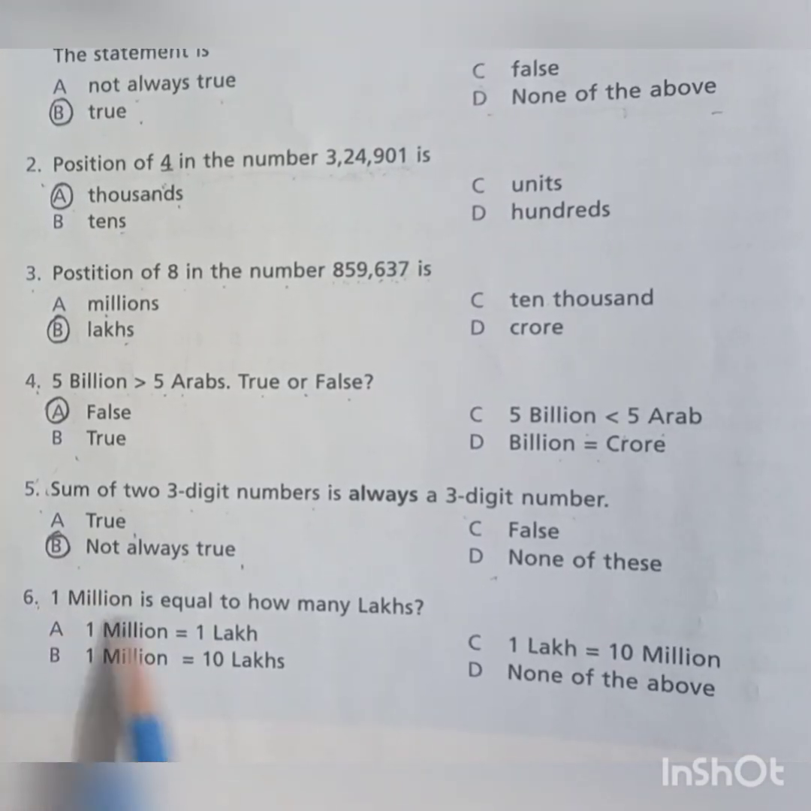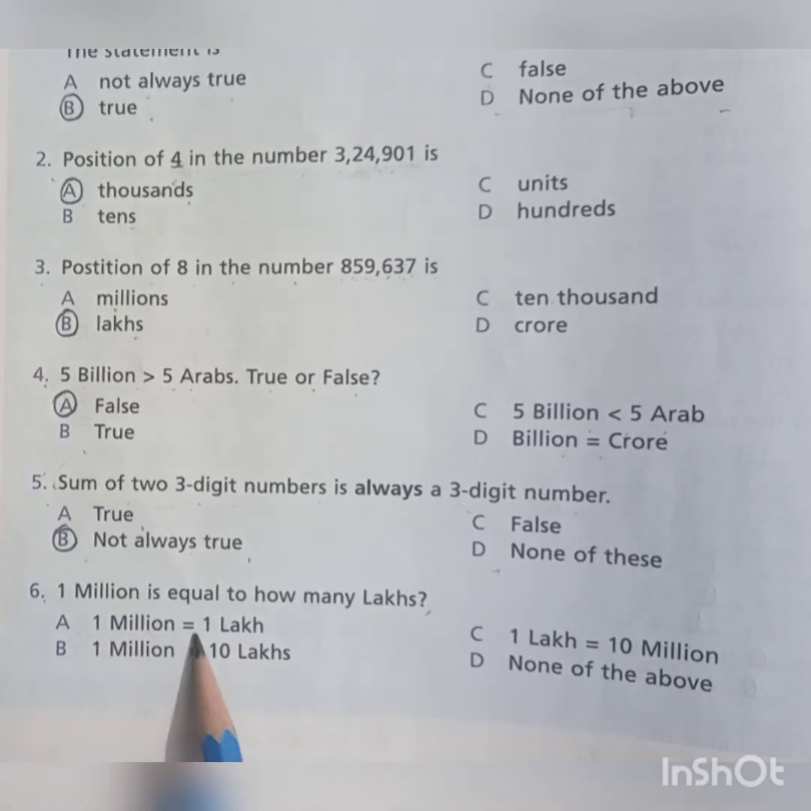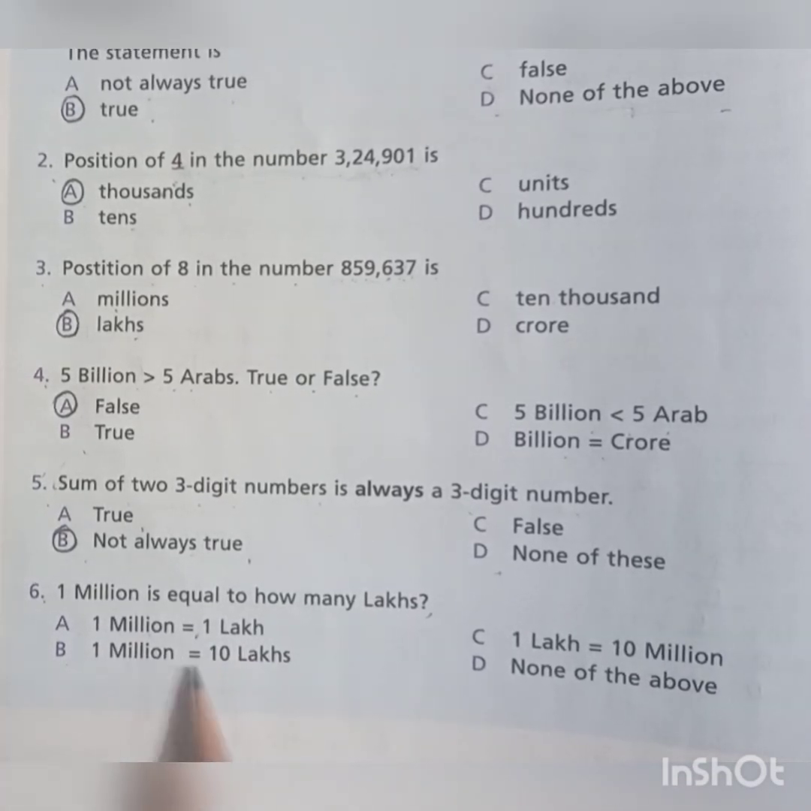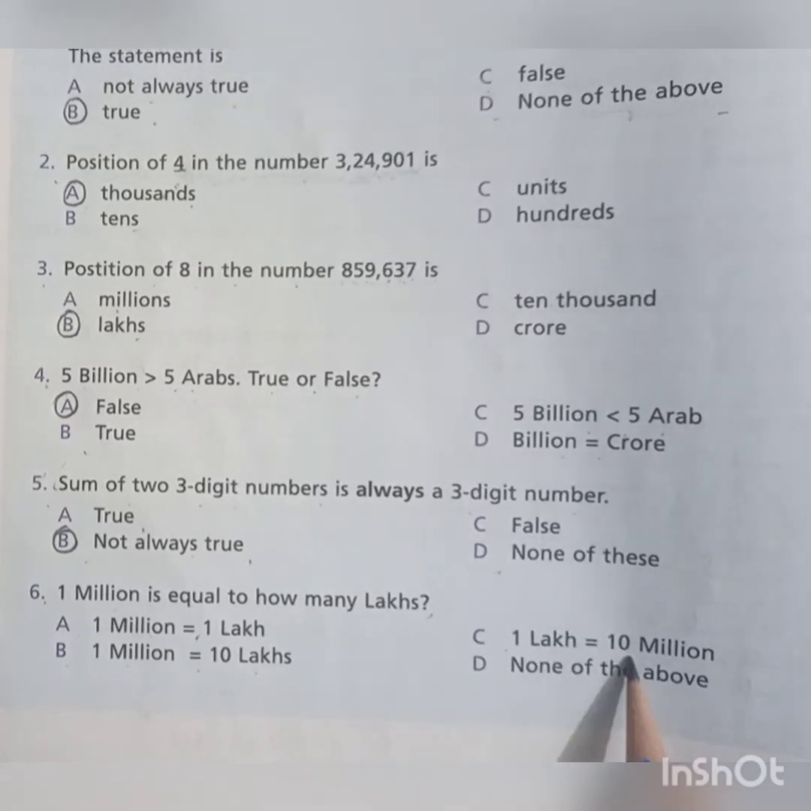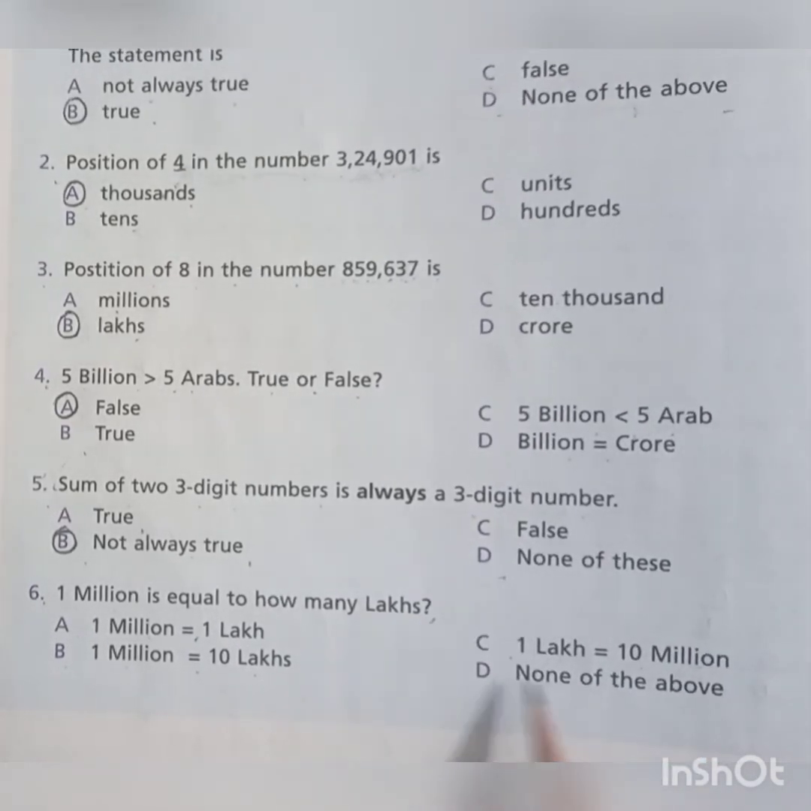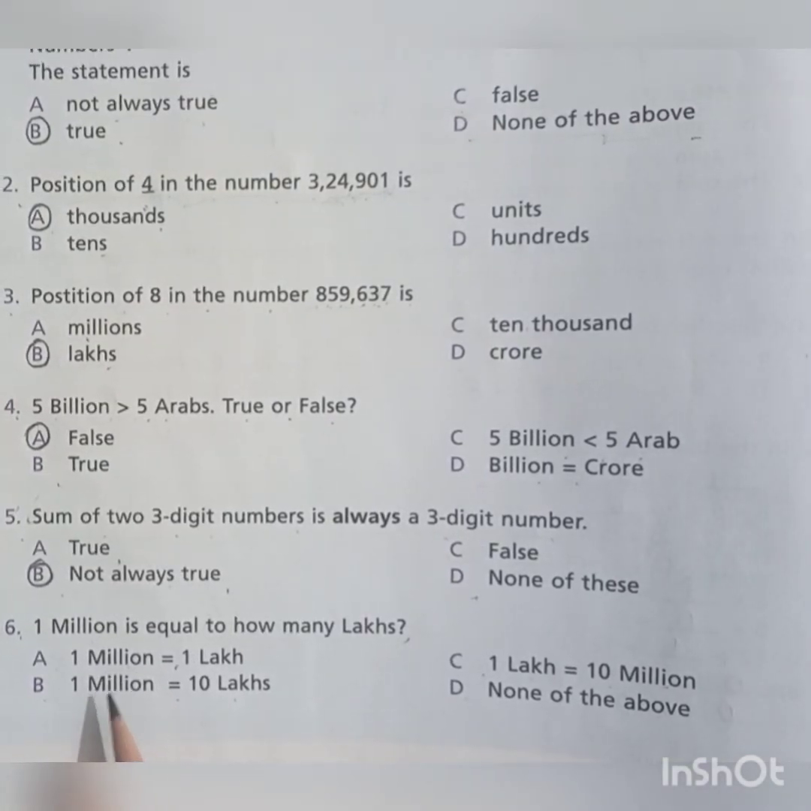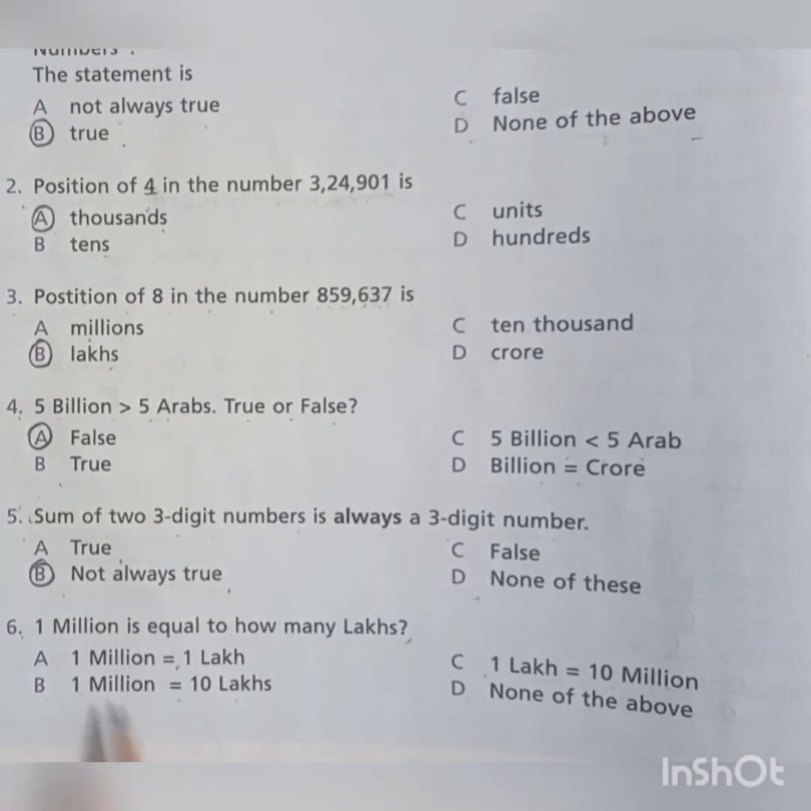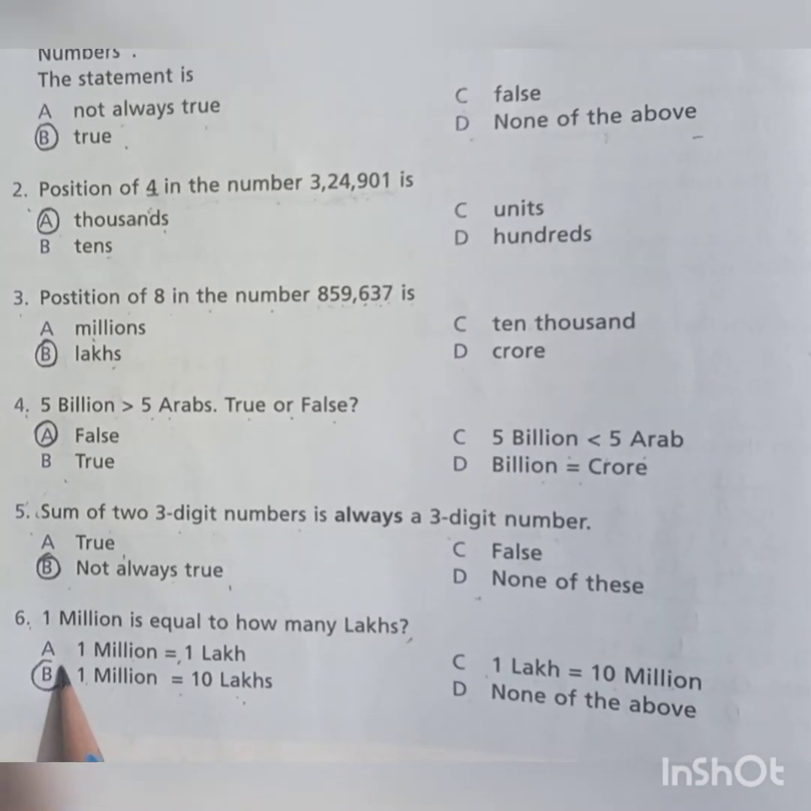Sixth one is 1 million is equal to how many lakhs? Option A is 1 million equals 1 lakh. Option B is 1 million equals 10 lakh. Option C is 1 lakh is equal to 10 million. And option D is none of the above. As we have already studied in the previous table, 1 million is equal to 10 lakhs. So option B is correct.